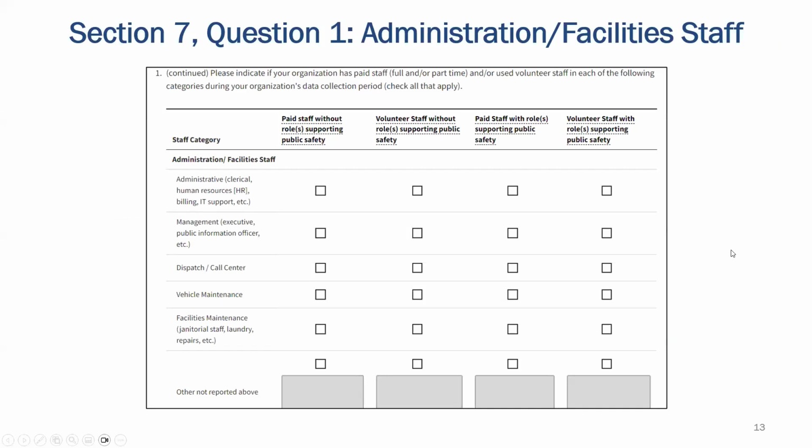This is a continuation of section 7, question 1. We're moving away from EMT and response staff now and to administration and facilities staff. You'll see there's some breakdown across categories here: administrative, management, dispatcher call center, vehicle maintenance, facilities maintenance. And there's also a box at the bottom for other not reported above.